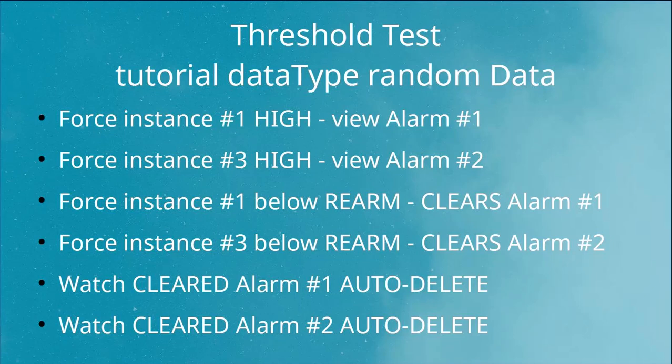Force instance number 1 below the rearm value. The proper alarm should clear. Force instance number 3 below the rearm value. The proper alarm should clear. Watch both alarms get deleted by the alarm drools rule.